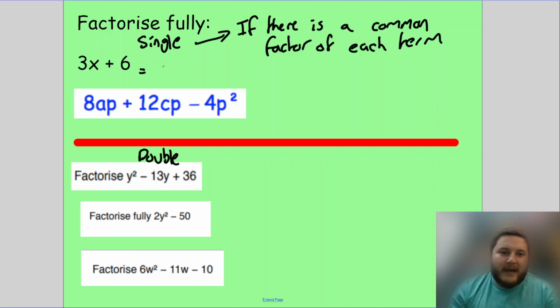So here we would have 3 on the outside of the single brackets. And then you ask yourself the question, what do I multiply 3 by to get 3x? Well, it's going to be x.